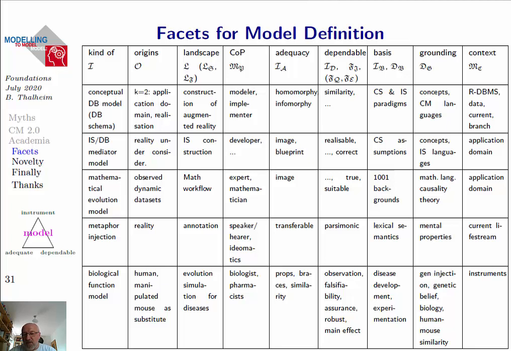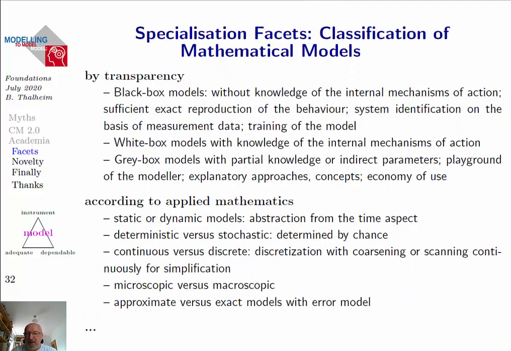Biological function models are of a completely different kind, as well as mathematical evolution models, or let's say information system database mediator models between the application and the code realization. That means in this case we can say, okay, fine, having this kind of specialization, then we can say we need this kind of model for these specific applications, for these specific functions the model should have in these scenarios in the applications. We can use now this for a classification of models.